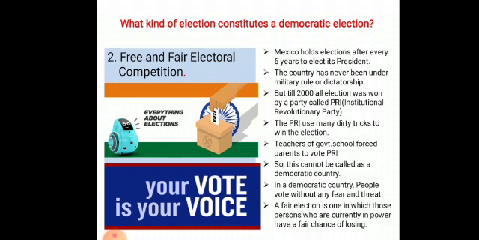Sometimes the polling booths were shifted from one place to another in the last minutes, which made it difficult for the people to cast their votes. The PRI spent a large sum of money in the campaign for its candidates. So, elections are not offering any true chance for them to elect. This cannot be called a democratic country. In a democratic country, people vote without any fear and threat.